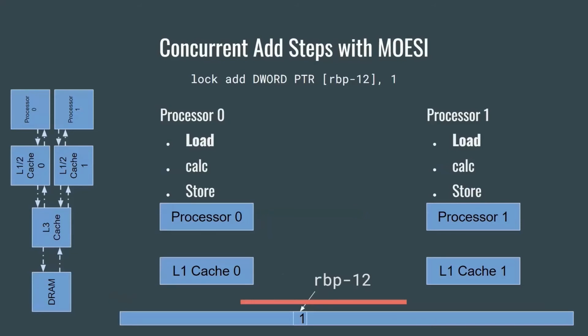Let's review the concurrent add operation from earlier, but this time on a MOSI-enabled platform. The 2 L1 caches both try to load the same memory location, just as before. But this time, the memory bus arbitrates the 2 requests and, in this case, gives the load to processor 0. And because of the lock flag, when processor 0 loads the data, it marks the line exclusive. At this point, processor 1 will be blocked from reading the data via a cache bus implemented locking mechanism, so processor 1 will wait.